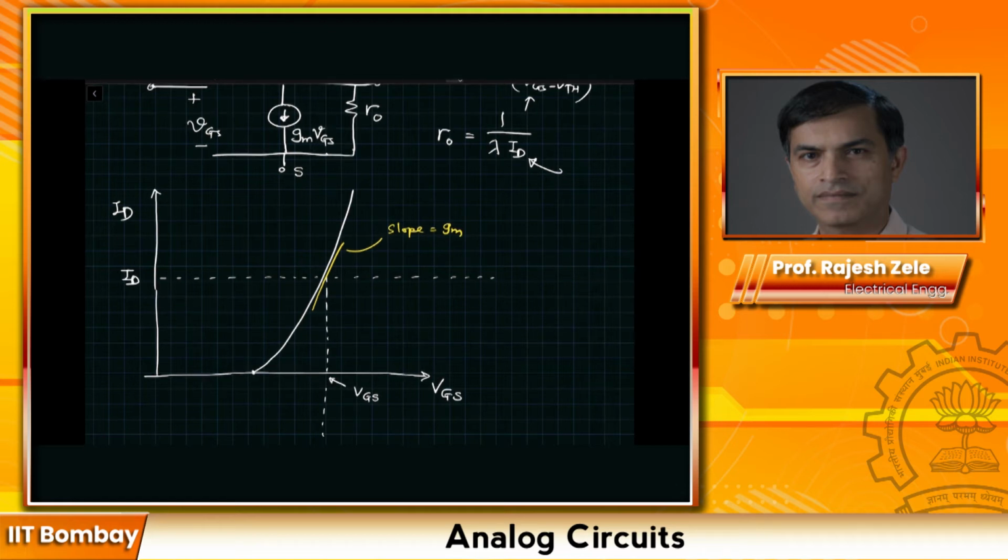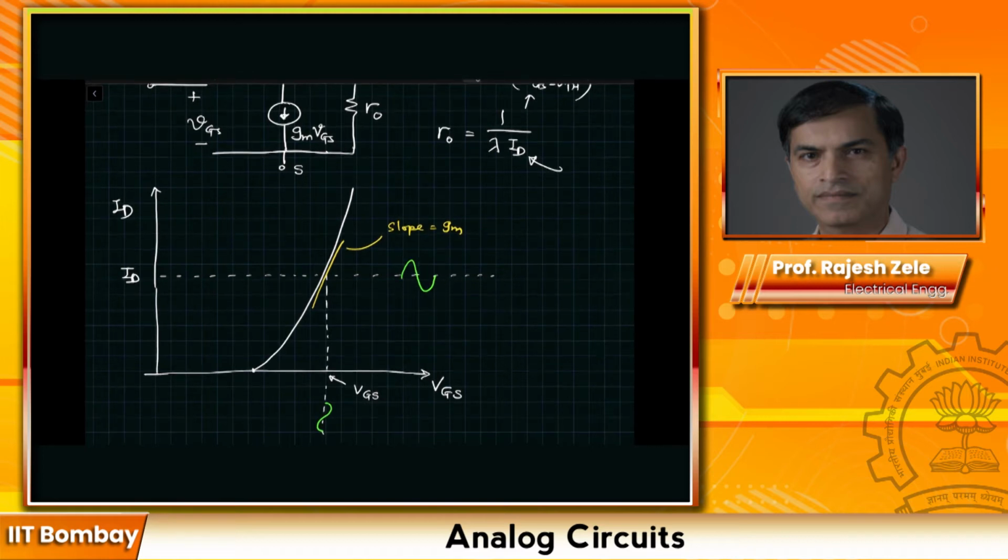Now if we apply a small signal VGS over here, the same considerations as we talked about in the BJT case apply. There is no inversion when we look at it from the gate to source voltage VGS to the drain current. So in this case, you will see a waveform that's a little bit exaggerated and looks like this.